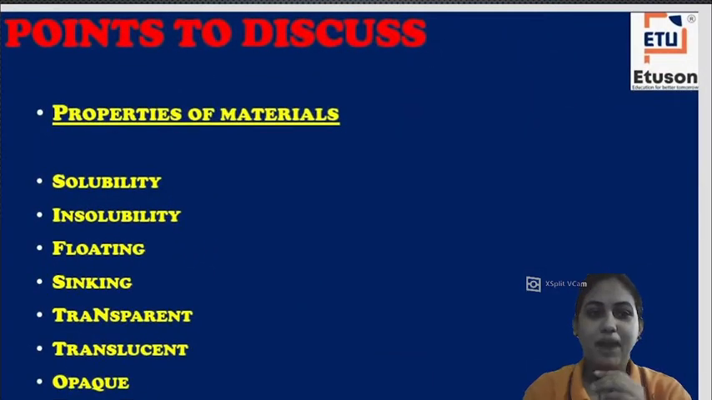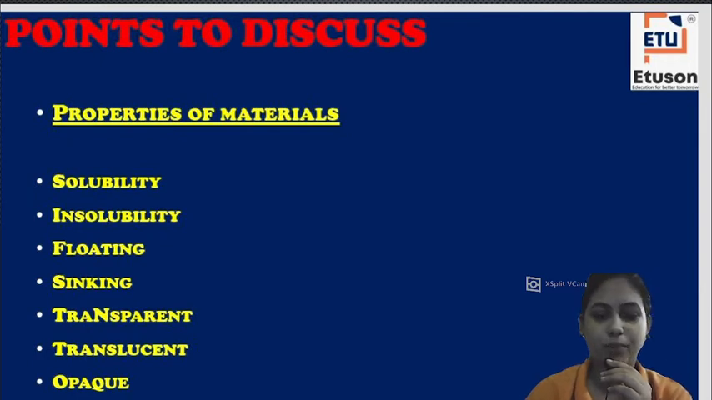So, in part 2, the important points that we are going to study are the properties: solubility, insolubility, floating, sinking, transparent, translucent and opaque. In the earlier part 1, we already discussed the need for classification and two properties of materials that are needed to classify them. The rest of the properties we will study in this part 2.